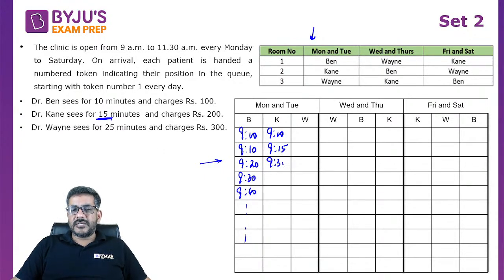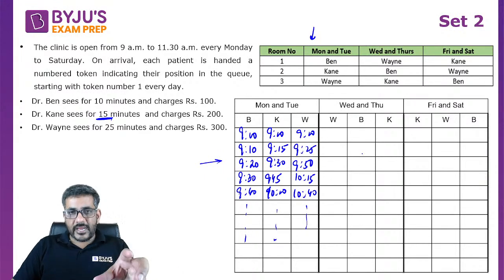Then next patient at 9:30, next at 9:45, next at 10 o'clock, that way. Whereas Wayne would take the first patient at 9, then next at 9:25, then next at 9:50, then next at 10:15, then next at 10:40. This is how he would be seeing his patients. This is the process on Monday and Tuesday.